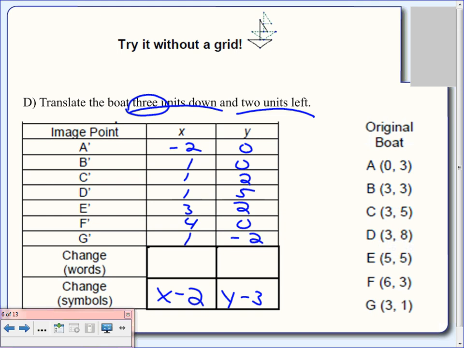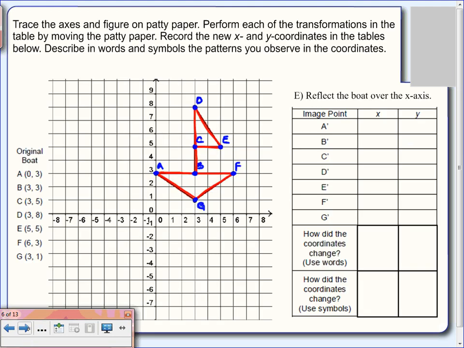So again, the change in words, all we did was minus 2, minus 3. Subtract 2, subtract 3. So these would be the new ordered pairs for the boat had we shifted it 3 units down and 2 units to the left. So again, X is move the boat left and right. The Y value is moving up and down. All right, let's try something a little bit different here.